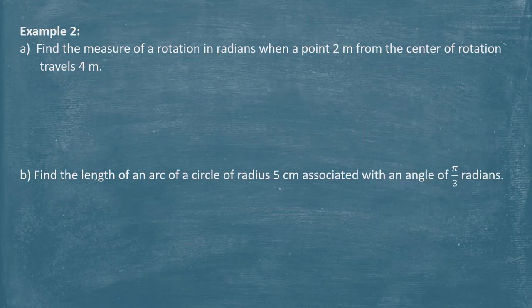All right, so let's go ahead and try out a few examples that utilize that. Let me just near the top remind us what some of the formulas are. The main one is that the arc length would equal the radius times the central angle, specifically where the central angle is in radians.